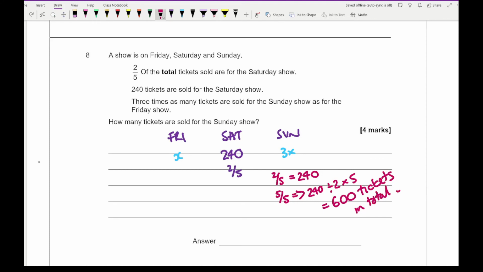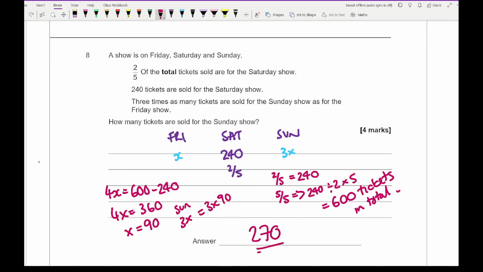Now, what we then need to work out is that 4x equals the difference in the tickets, so it's 600 take away 240. So 4x equals 360. Then x equals 360 divided by 4, which is 90. Now, if Sunday is 3x, then it'll be 3 times 90, which gives us an answer of 270.